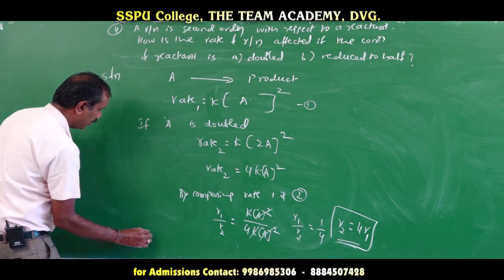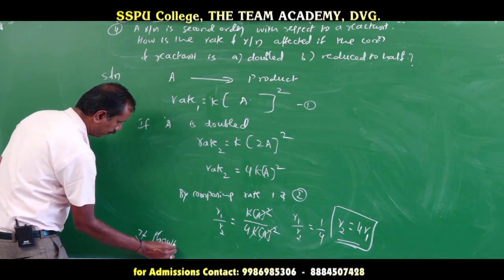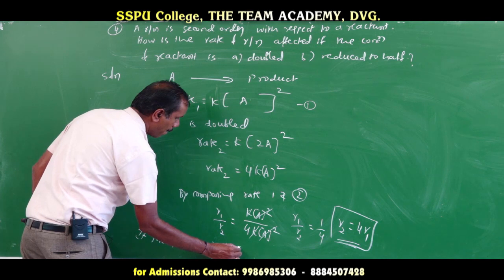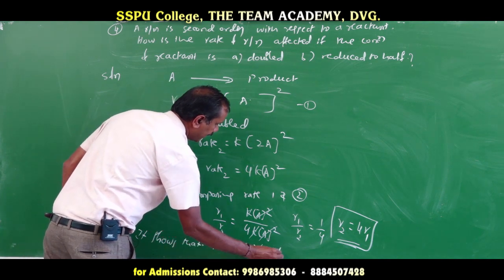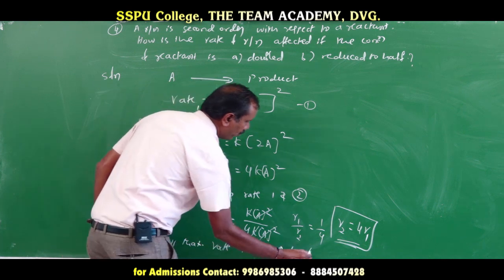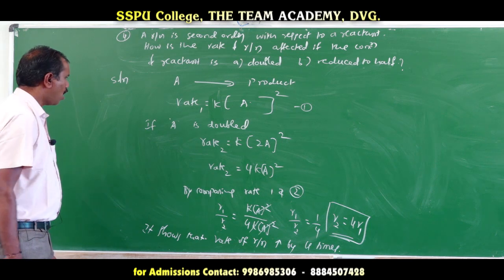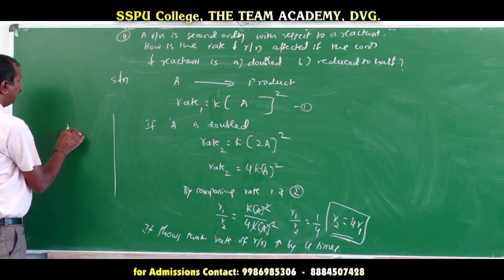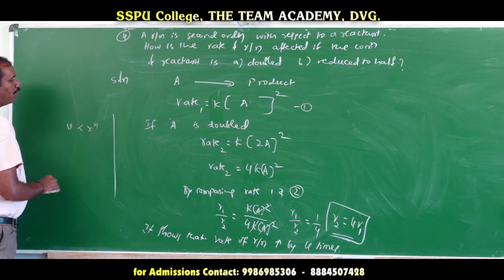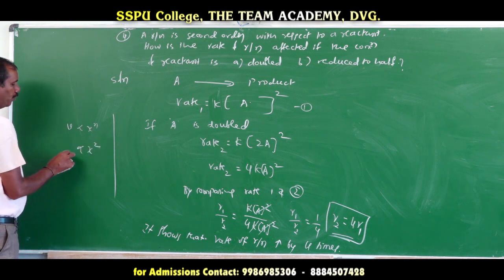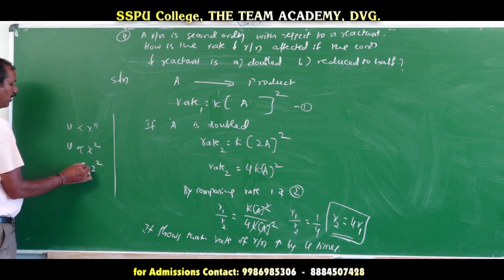It shows that the rate of reaction increases by 4 times. Or we may write it in a very simple way: V is directly proportional to x to the power of n. Here x to the power of n is 2, so the order is 2. If the concentration of x is doubled, then the velocity will become 4, which means the velocity increases by 4 times.